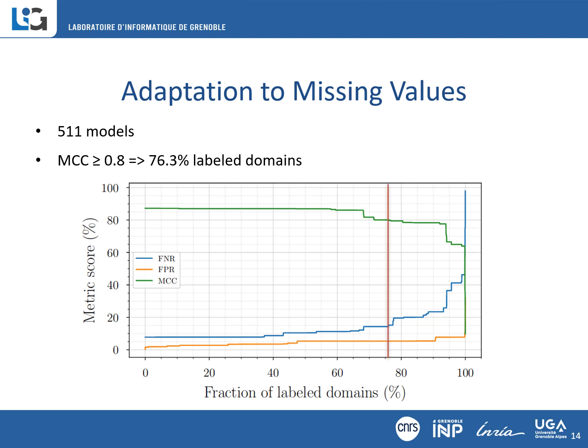For example, if we choose models with MCC higher or equal to 0.8, the system can label 76.3% of domains of the unlabeled dataset, which is 39.8% more than using only one model trained on records with no missing values.